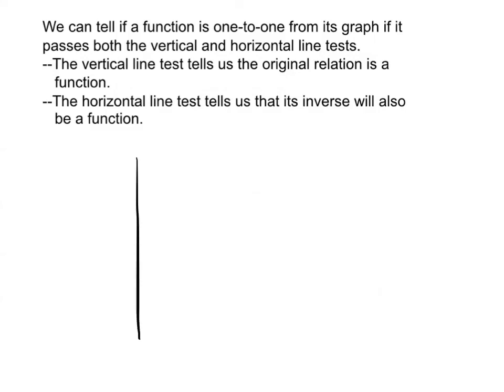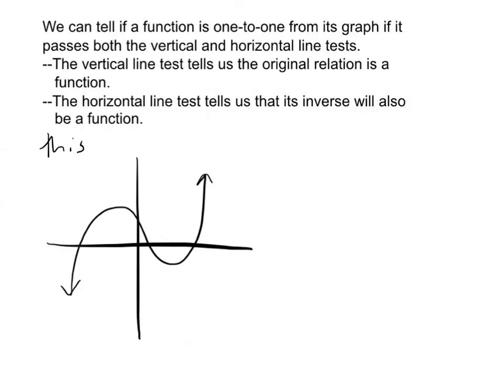So for instance, is this thing a function? The answer is yes, because it definitely passes the vertical line test. So this thing is a function, but is it one-to-one? Is its inverse also a function? Well, if we look at a horizontal line test, right there, we hit 3 points, which means this thing is not one-to-one. So this is a function, but is not one-to-one.